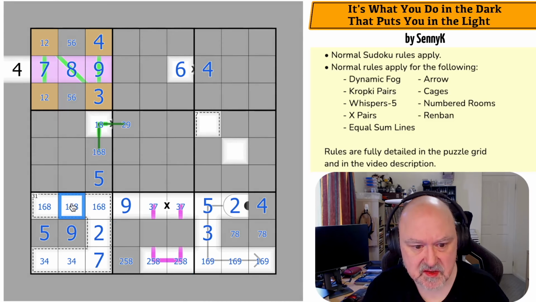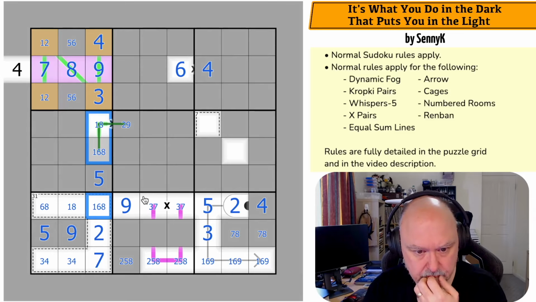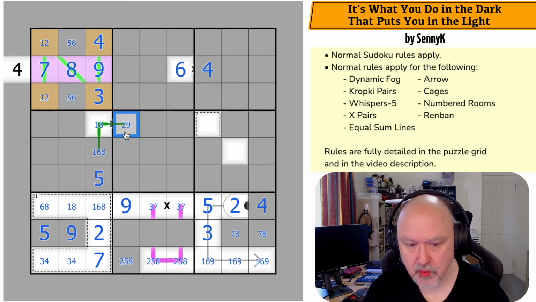The 5, 6 is looking down, taking the 6 out of there. The 1, 2 is looking down, taking the 1 out of there. Can I do anything with those? 6, 1, 9. Ah, that can't be the 9 anymore. That's the 2, which means this is the 8, which means this can't be 6 or 8. That's the 1. And this hasn't revealed anything.